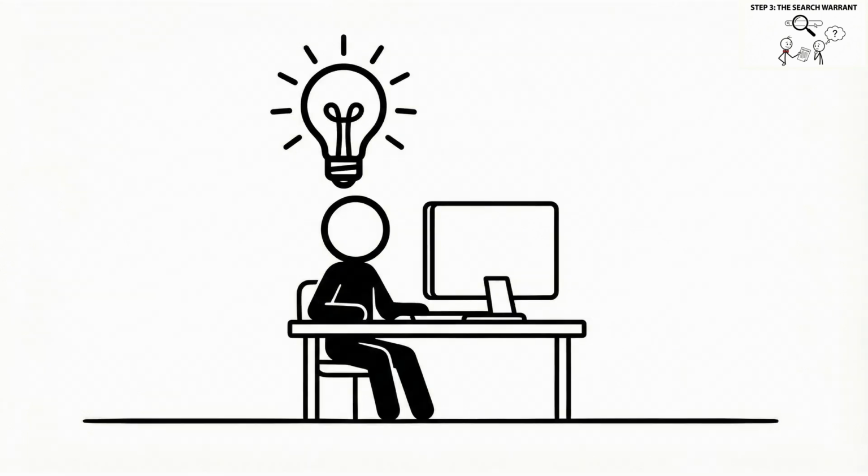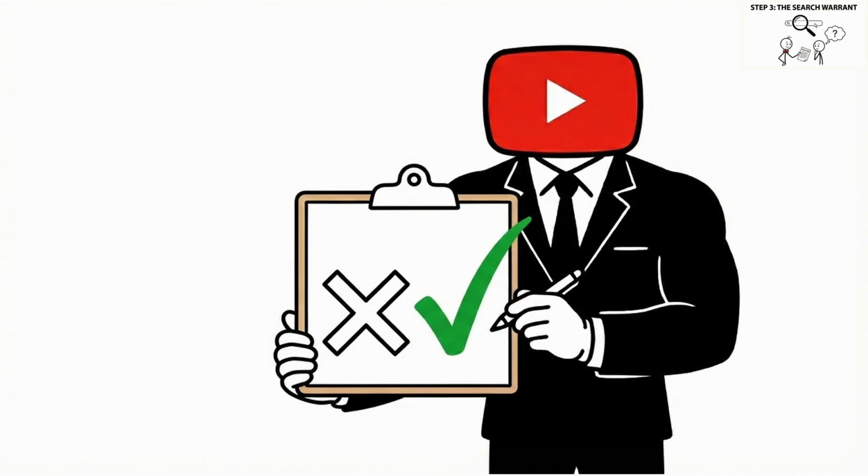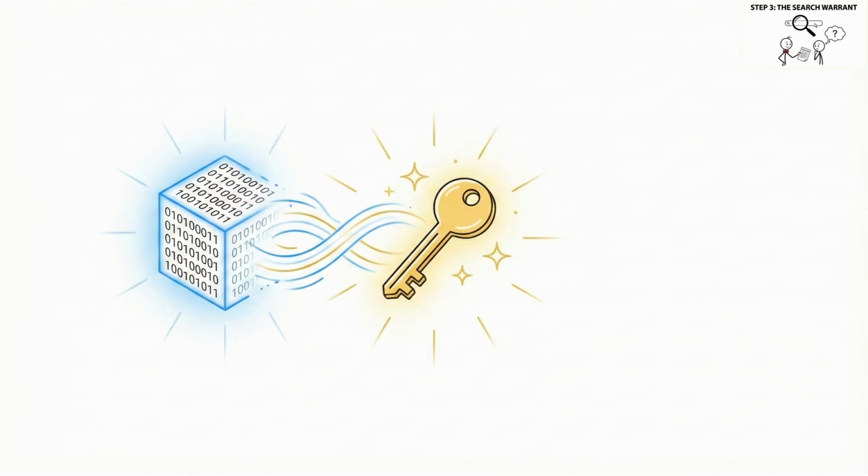When a viewer searches for a problem, finds your small video, and watches it to solve that problem, they generate data points. They tell the algorithm, this video is the solution to X. This data is the key that unlocks the next step.